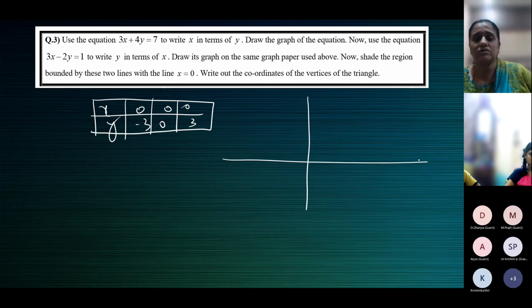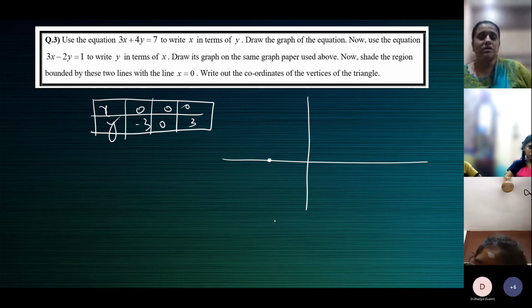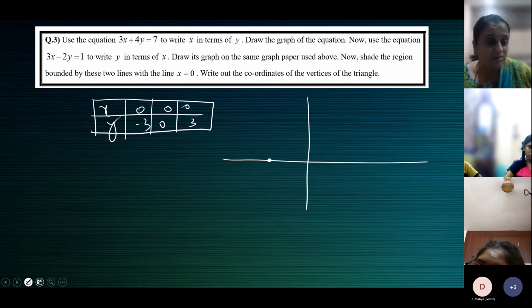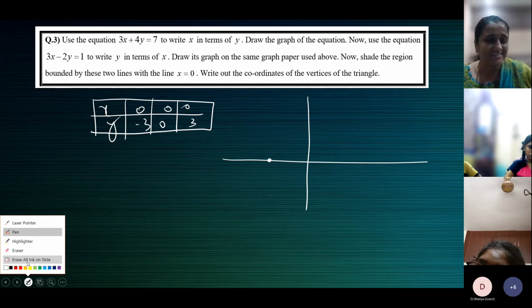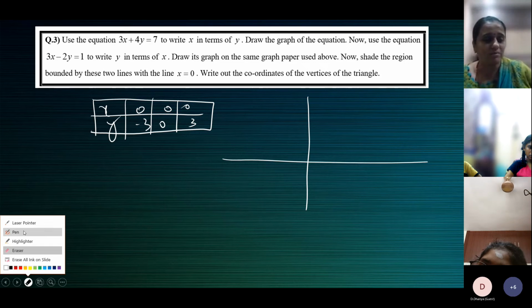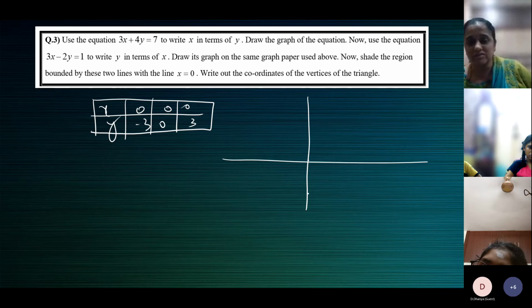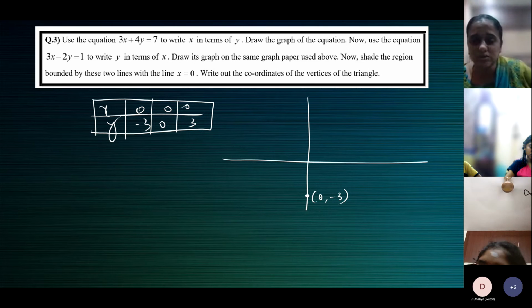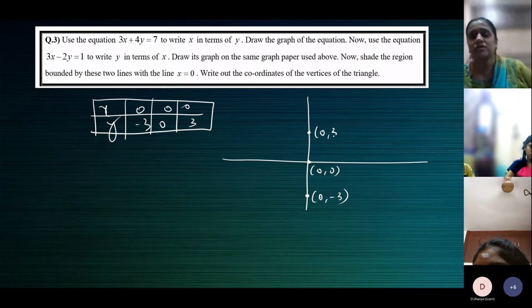Now let's plot this. 0, comma, minus 3. Where is it? Roughly, see here, 0 comma minus 3. So 0 here, minus 3 here, children. Then 0, comma, 0, here. And then 0, comma, 3, somewhere here.